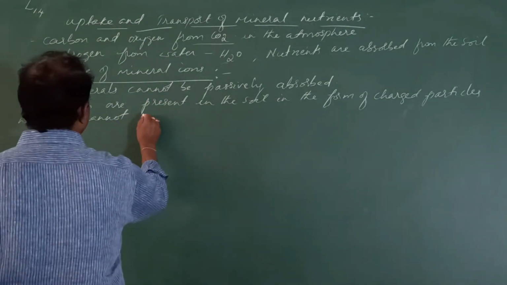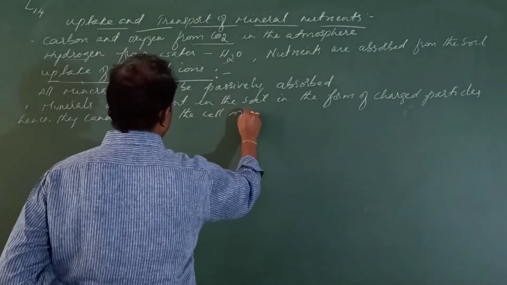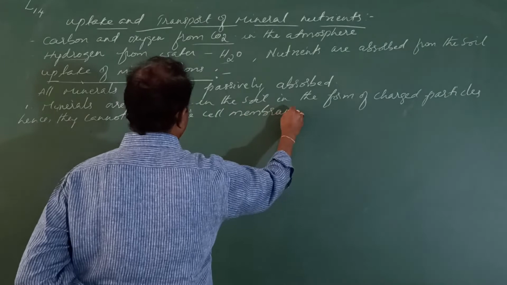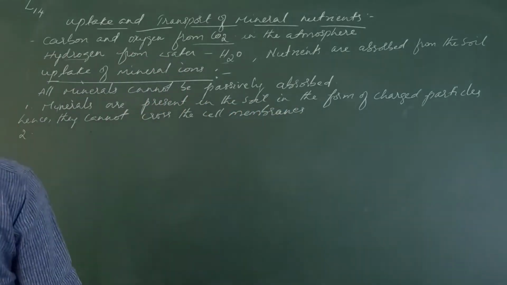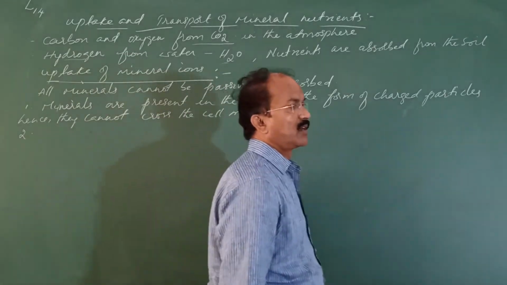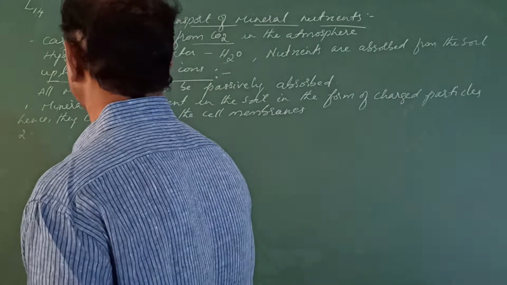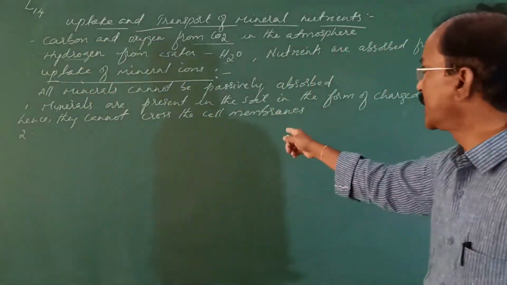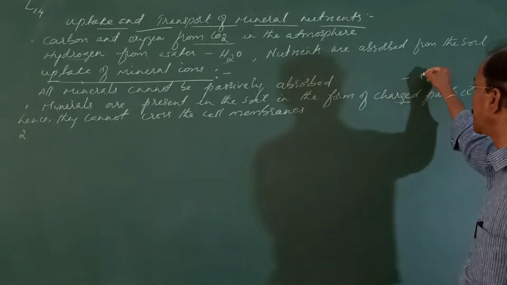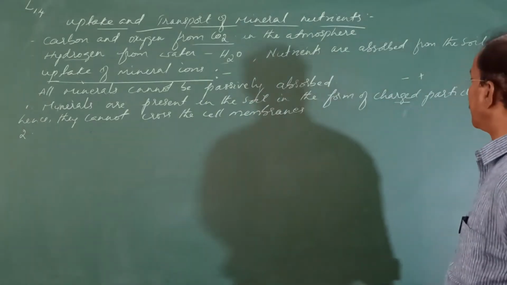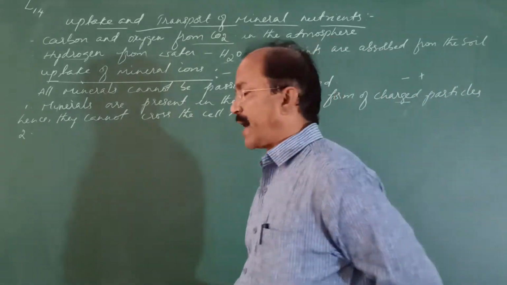They cannot cross the cell membranes because they have the charges. And another thing is why they cannot be passively absorbed. For that, there are two reasons. Minerals are present in the soil in the form of charged particles, either negative charges or positive charges. Hence they cannot cross the cell membranes passively.